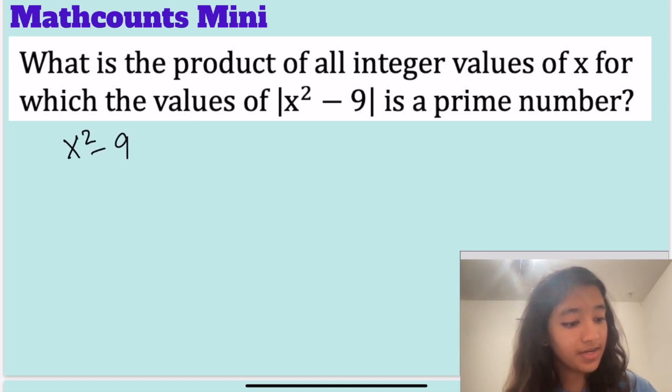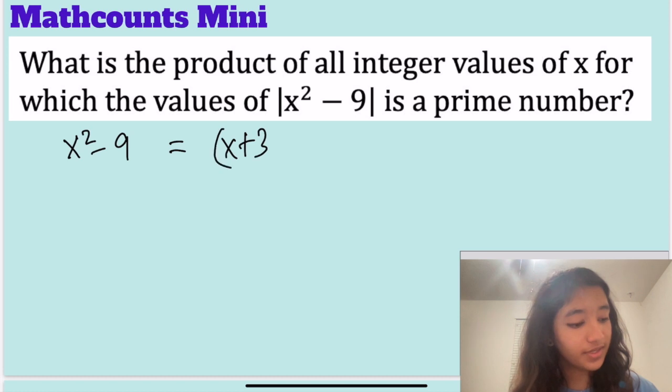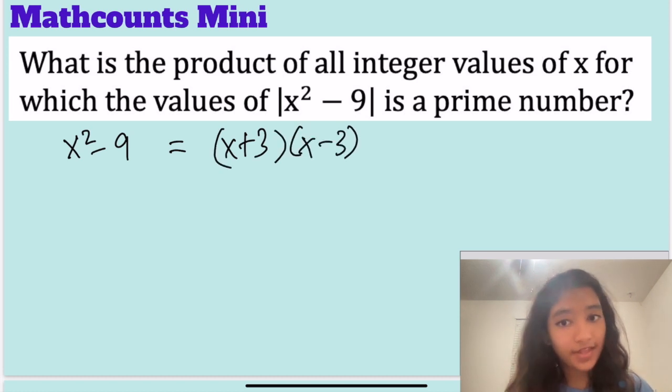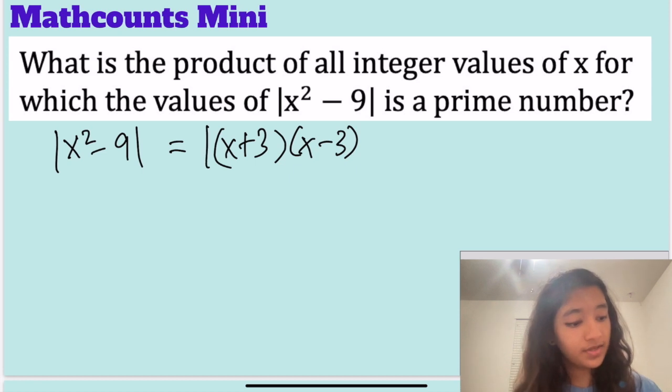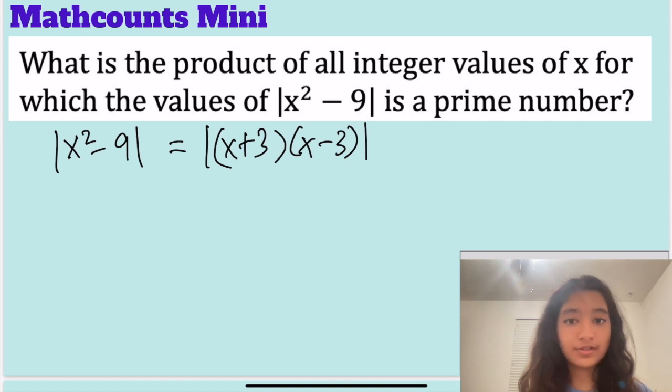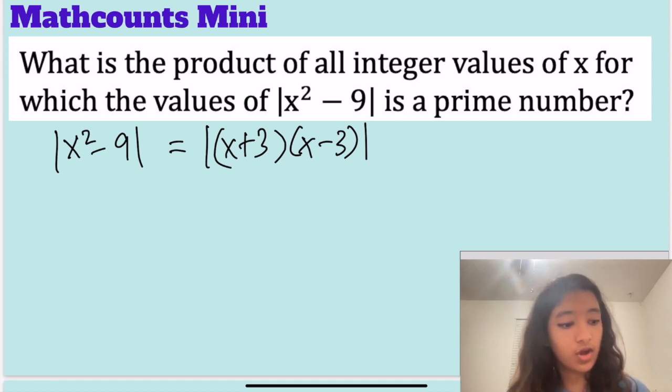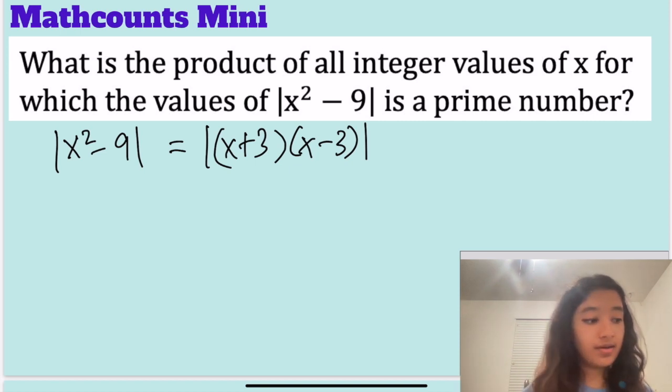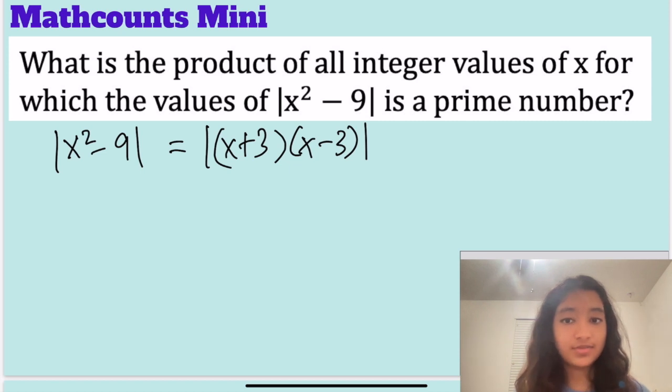So if x squared minus 9 is equal to x plus 3 times x minus 3, then the absolute value of x squared minus 9 is just the absolute value of x plus 3 times x minus 3. And really, this absolute value only means that we're looking for a positive version of something, and in the end we're looking for a prime number, so we really just want x squared minus 9, or in this case, since we factored it into x plus 3 times x minus 3, to either be a prime number or -1 times a prime number.